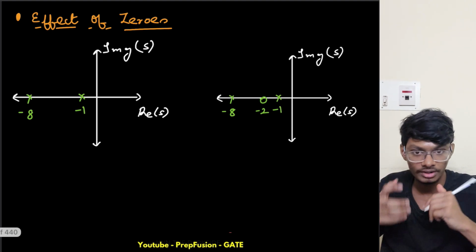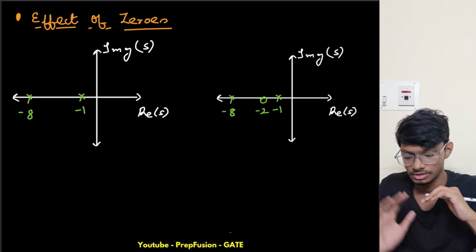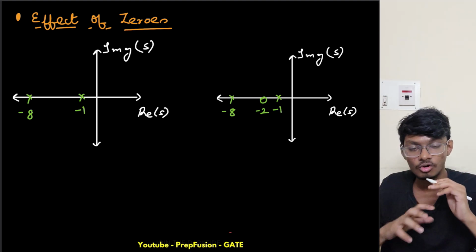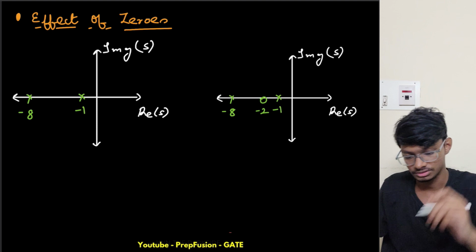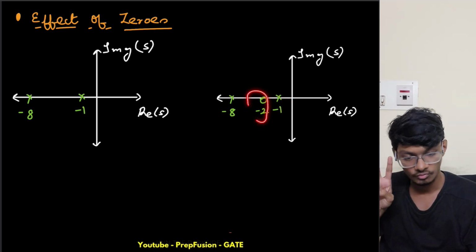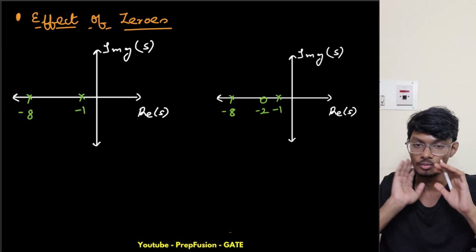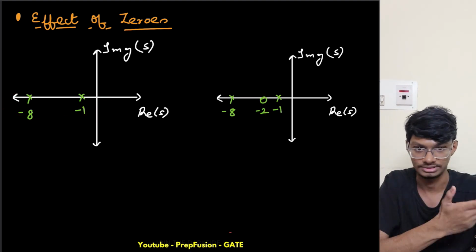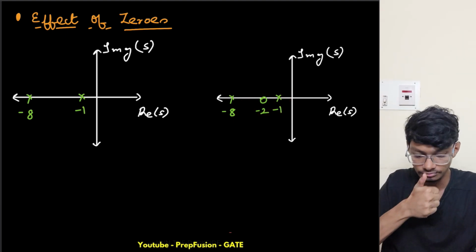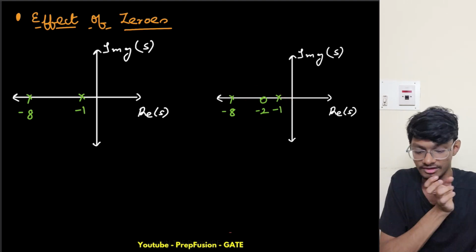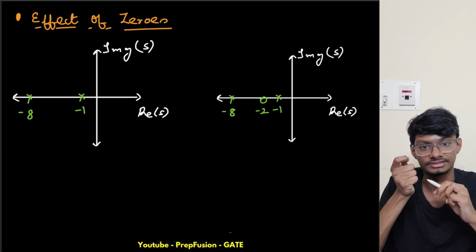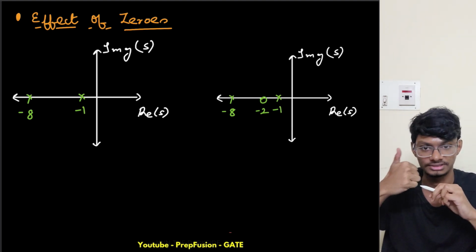The next topic I want to come to is the effect of zeros. What happens if I place a zero? If I place a zero, the dominance of the pole nearest to the zero reduces. If this zero wasn't here, I would have simply applied the dominant pole approximation blindly and got my answer. But if a zero is here, then this zero will reduce the dominance. And if the zero goes much closer to this -1, it will basically cancel the pole. There will be pole zero cancellation.